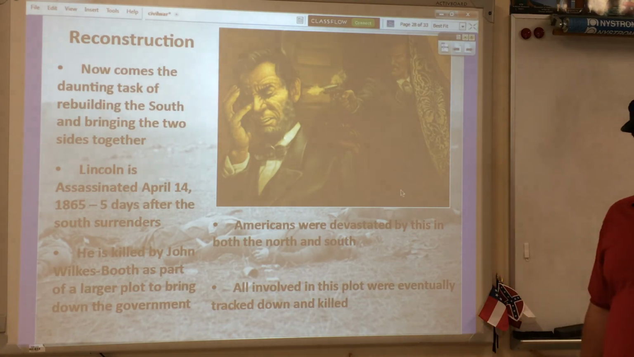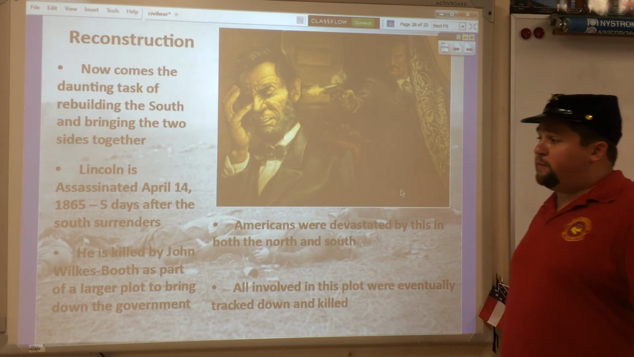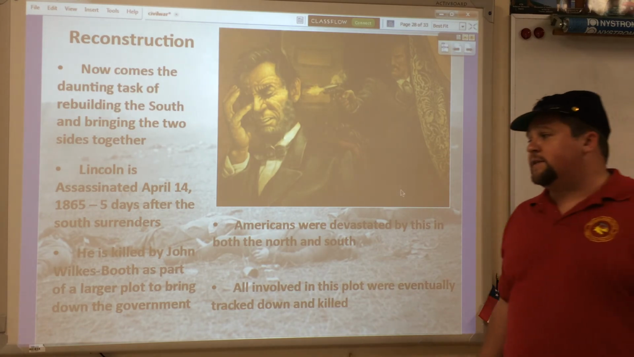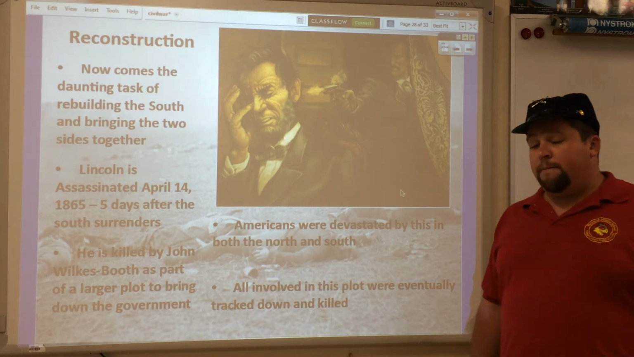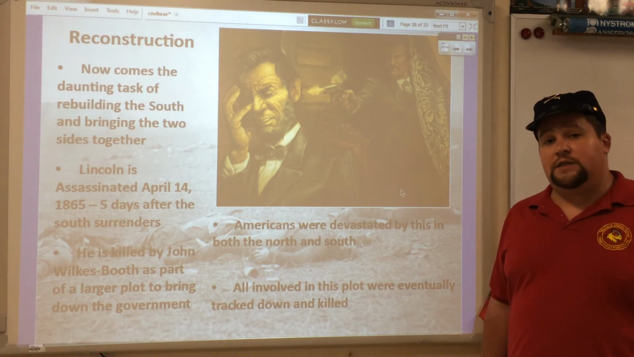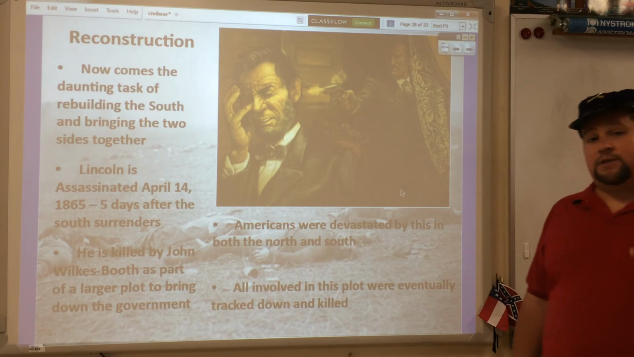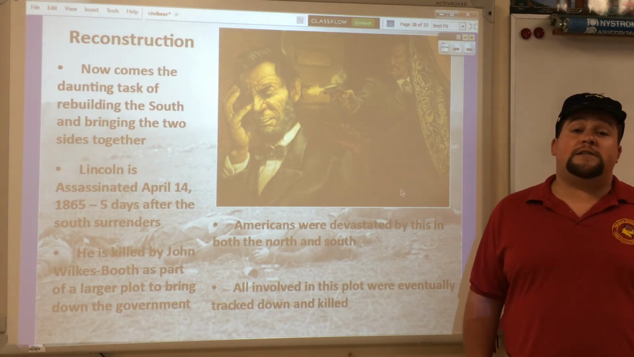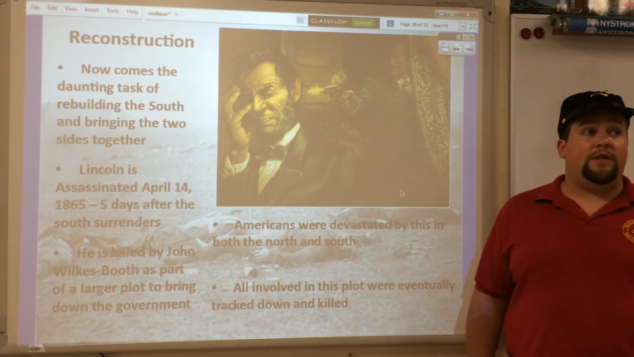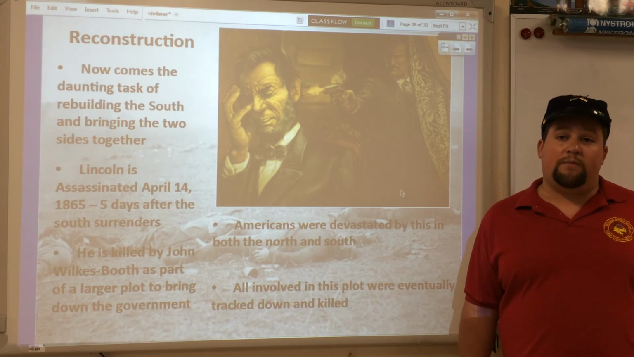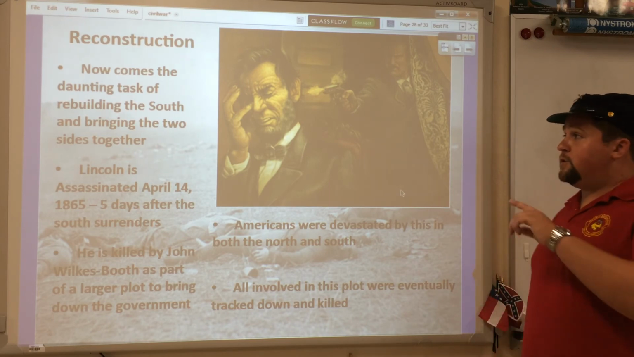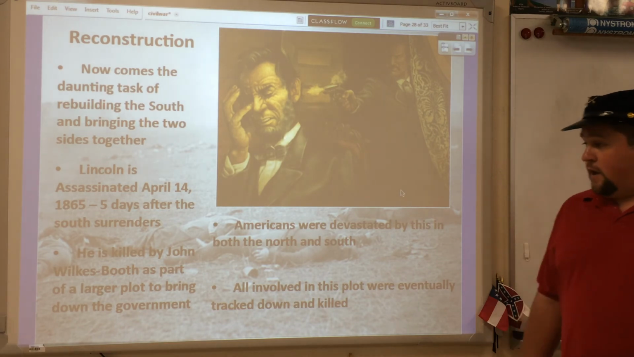Lincoln is not alive for much of the Reconstruction period because on April 14th, right, just 5 days after the South surrendered, he is killed by John Wilkes Booth at the Ford's Theater in Washington, D.C. And what you may not know is that this was just a small part of a much larger assassination plot that included both the Vice President and the Secretary of State. Those two plots don't work out, but unfortunately the one to kill Lincoln does.